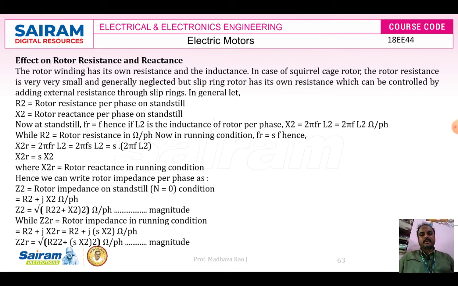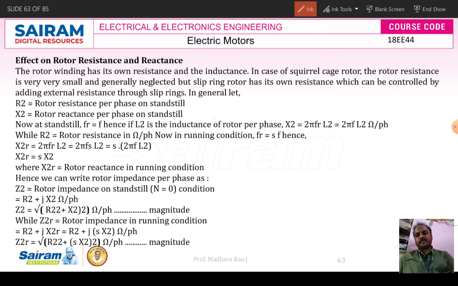So slip will not be equal to 1 at running condition. So using that relation, X2R, the reactance at running condition, is equal to 2πFR L2, so that is equal to 2πFS into L2, since FR is equal to S into F. Here we have to substitute.